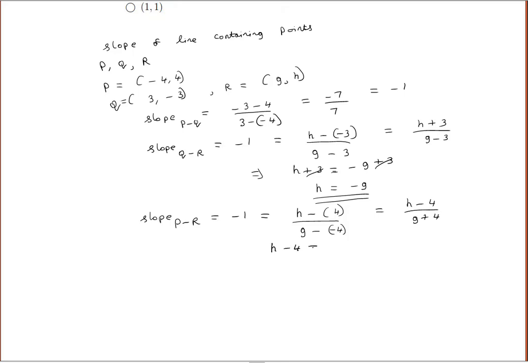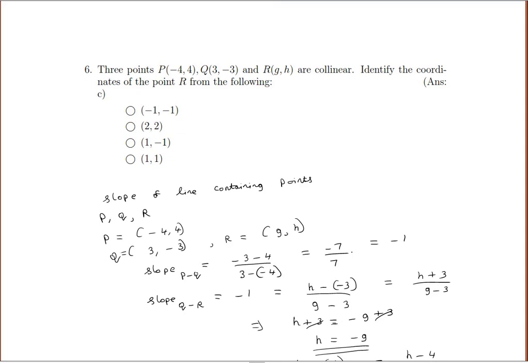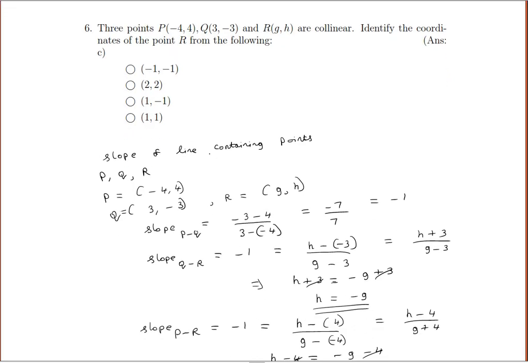So h minus 4 must be equal to, moving g plus 4 to the other side, minus g minus 4. Minus 4 gets cancelled on both sides. So again we get the same relationship, h equal to minus g. So from the given options, we have to check which option satisfies the obtained condition, h equal to minus g. That is, the x coordinate and y coordinate are equal in value but opposite in sign.